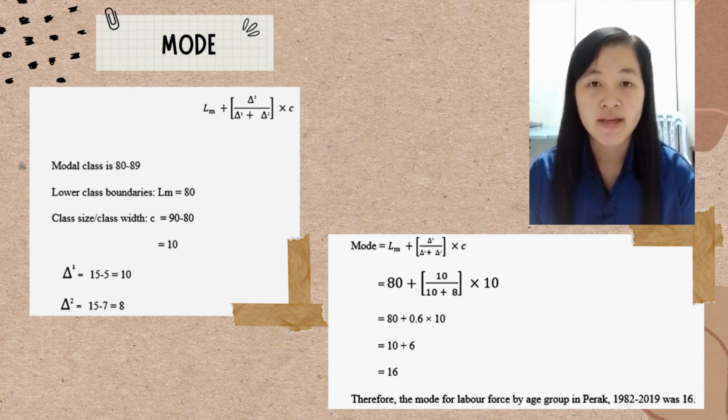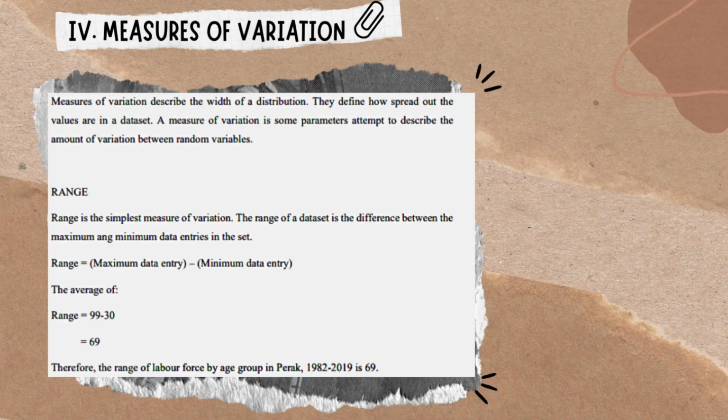The modal class is 80 to 89 and the lower class boundary is equal to 80. The class size is equal to 10. We insert the numbers into the formula and we got the answer for the mode is 16. Therefore, the mode for labor force by age group in Perak from 1982 to 2019 was 16.